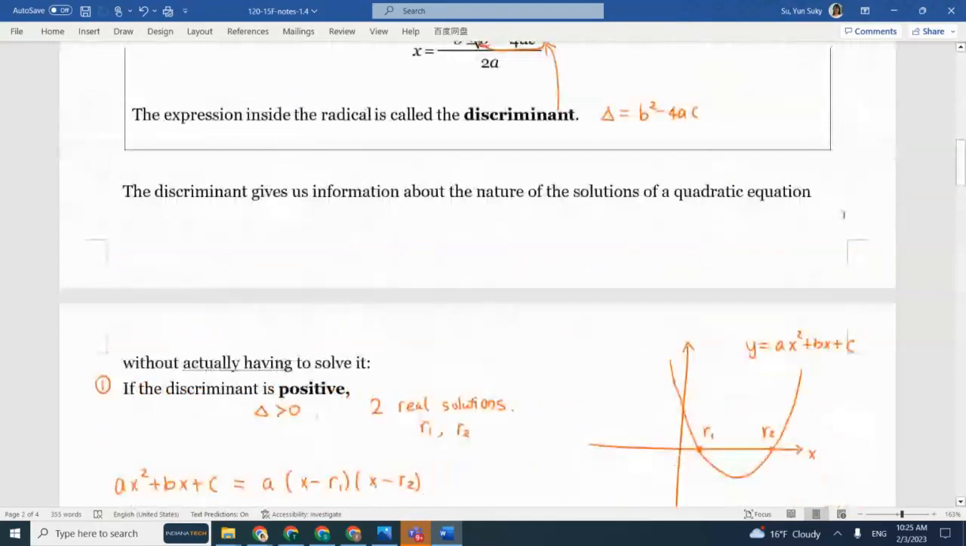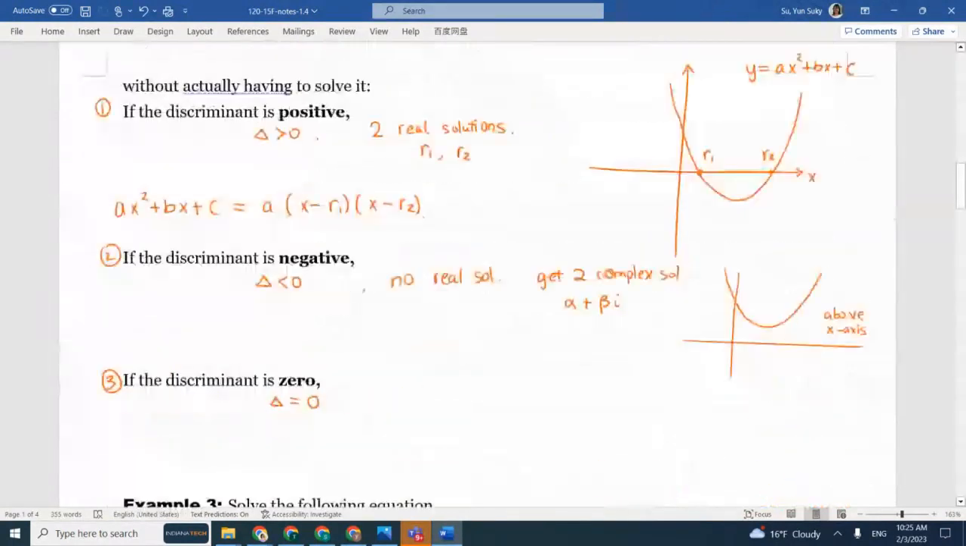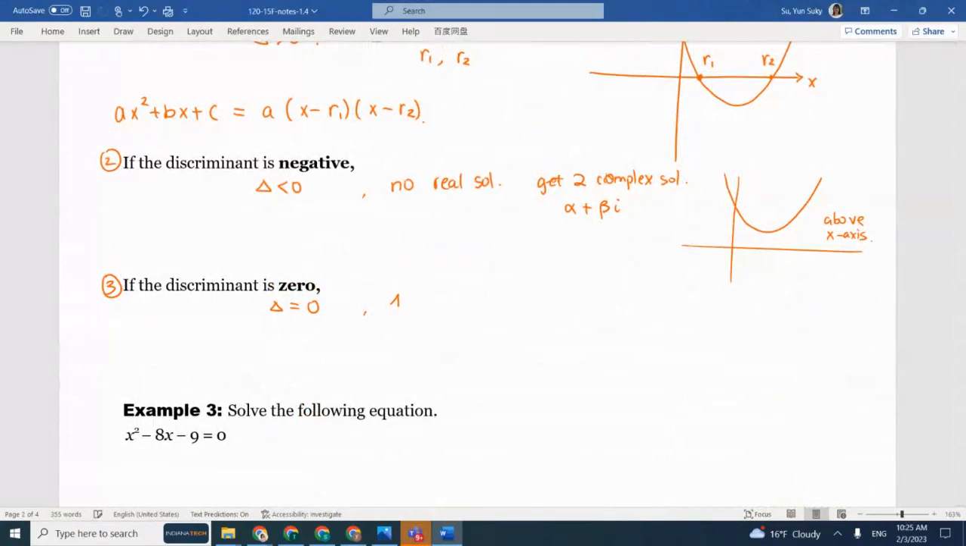Well, if the thing inside the square root is 0, do you see? This is 0. We only get one solution. Okay, everybody? So we only get one solution, which is -b over 2a. So one real solution.